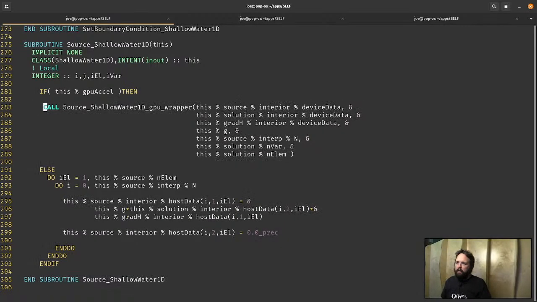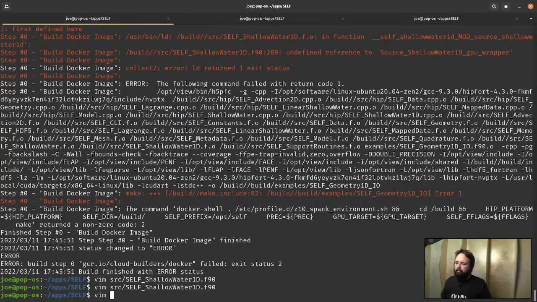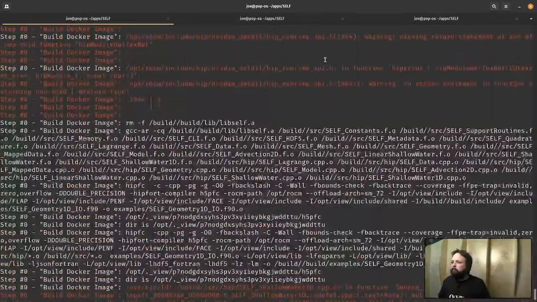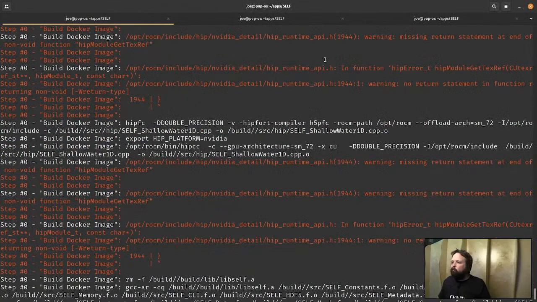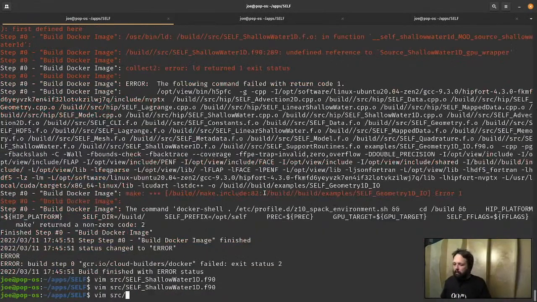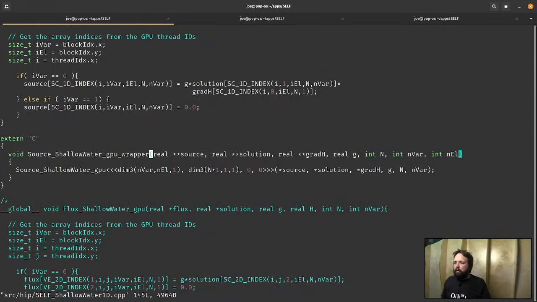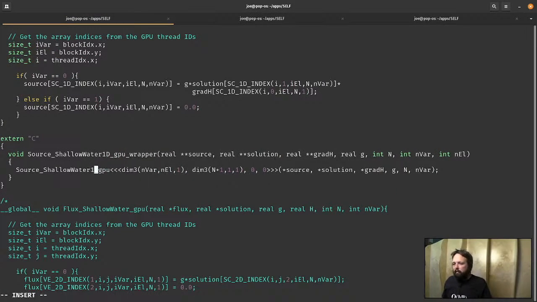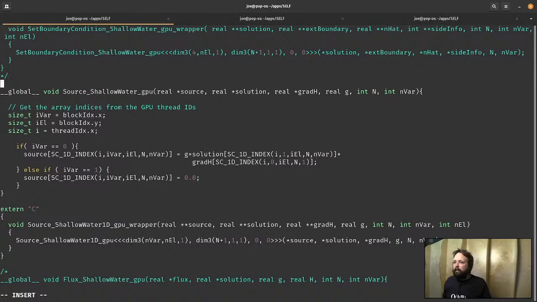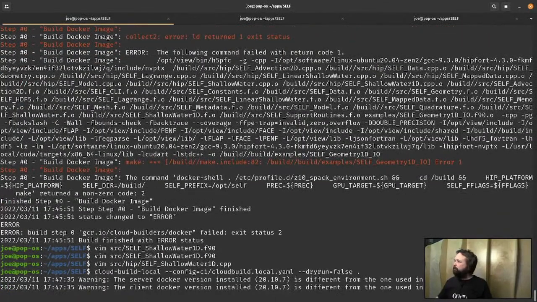Okay, so let's also make sure that in the... so it did compile self shallow water 1D. Let's take a look at that file one more time. There we go. I did not set that to 1D, so I did not have the correct symbol name in the object file, so it was not found. So let's give that another go and see how we do.